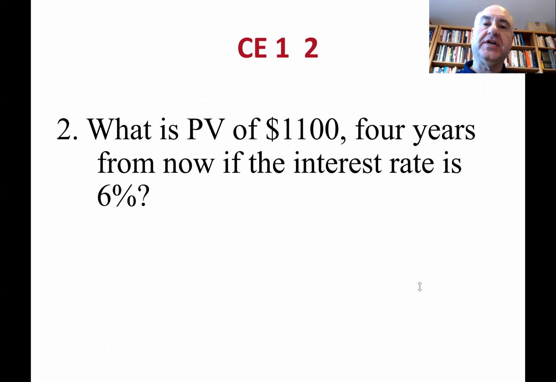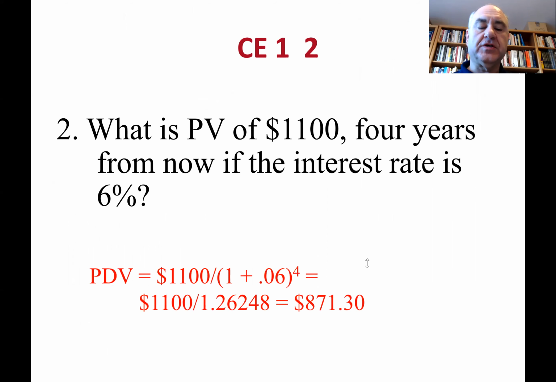Okay, let's look at another example very quickly. What is the present value of $1,100 4 years in the future? Now you could have returns at all sorts of different stages and put them all together in this, but I'm just going to do a real quick one here. The interest rate is 6%. We take that $1,100 and divide by 1 plus 0.06, or 1.06, raised to the fourth power. This comes out to be $871.30. So it's just plugging into the equation.